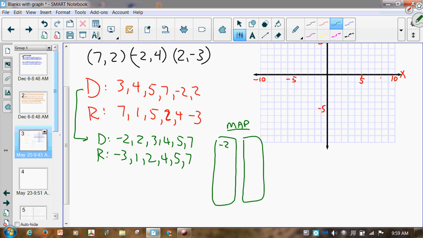So let's do -2, and 2, and 3, and 4, and 5, and 7. And then over here we got -3, and 1, and 2, and 4, and 5, and 7. Not much variety here, right? Okay, now how do we connect these? Well, what we do is we use connecting lines to connect the values with their matching x and y's in this domain and range map, okay?